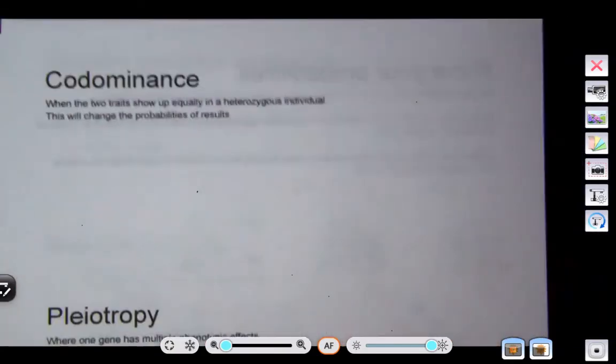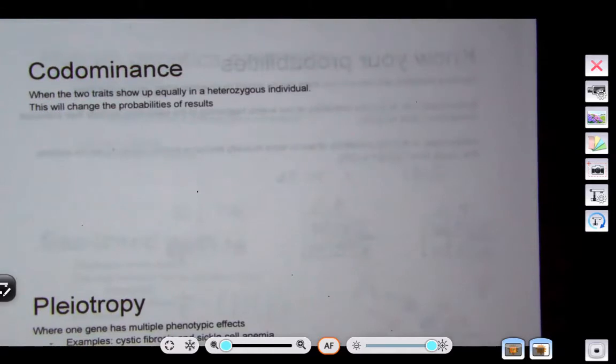Codominance is another weird one, where instead of having a dominant and recessive trait, what you end up with is both traits showing up at the same time. So in a heterozygous individual, they come out as equal. An example would be a roan horse, where you have one color mixed with a separate different color, and you end up with spots that are similar to both. This will also change your probabilities. Another example of codominance is blood typing.